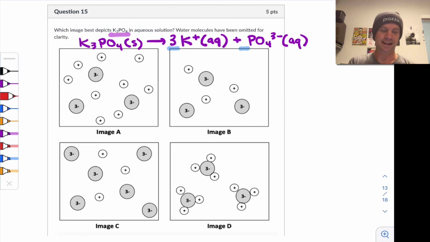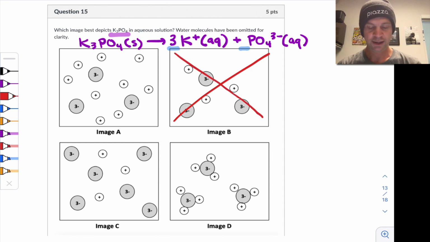And that's going to be problematic in any microscopic picture, even a microscopic picture of an ionic solution. We should expect a balance of charges among the solute ions. So we can rule out image B as a result of either the problematic stoichiometry, we're lacking that 3:1 ratio, or the fact that charge is unbalanced.